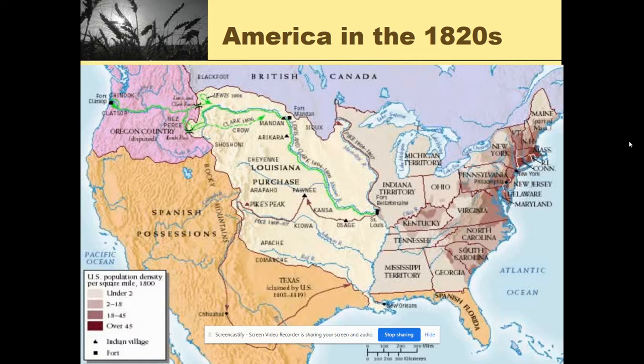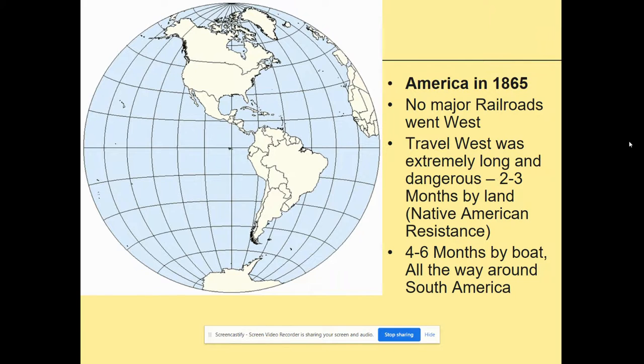In order to sail, if you wanted to get to the other side of the country by water, you actually had to go around the tip of South America. And that took several months. So there was no easy way to get across this country in the 1820s. So there were no major railroads that went west. Travel west was very dangerous, at least 2 to 3 months, if not more. And it was 4 to 6 months by boat.